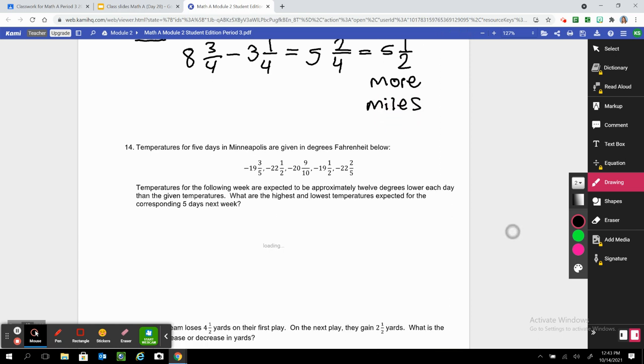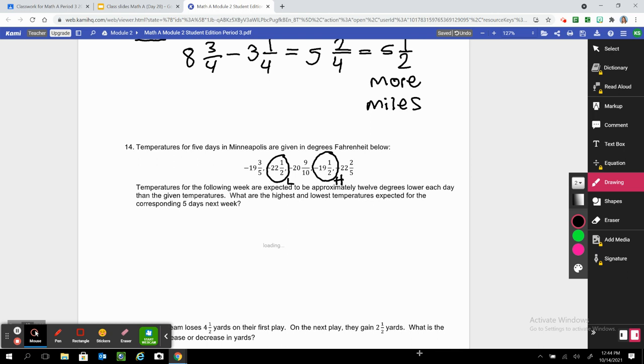All right, so this next one says temperatures for 5 days in Minneapolis are given in degrees Fahrenheit below. Temperatures for the following week are expected to be approximately 12 degrees lower each day than the given temperatures. What are the highest and the lowest? So if I look at this data set right here, I have -22.5 as my lowest, and I have -19.5 as my highest.